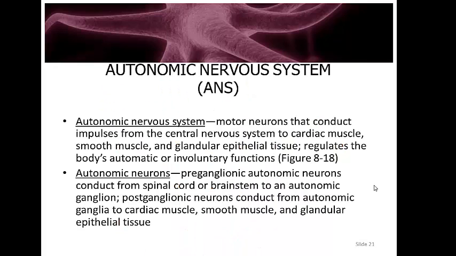The autonomic nervous system consists of motor neurons that conduct impulses from the CNS to places such as cardiac muscle, smooth muscle, and glandular epithelial tissue. They regulate the body's automatic or involuntary functions that we cannot control. The autonomic neurons are preganglionic, and they conduct from the spinal cord or brainstem to an autonomic ganglion. The postganglionic neurons also conduct from an autonomic ganglion to cardiac muscle, smooth muscle, and glandular epithelial tissue.